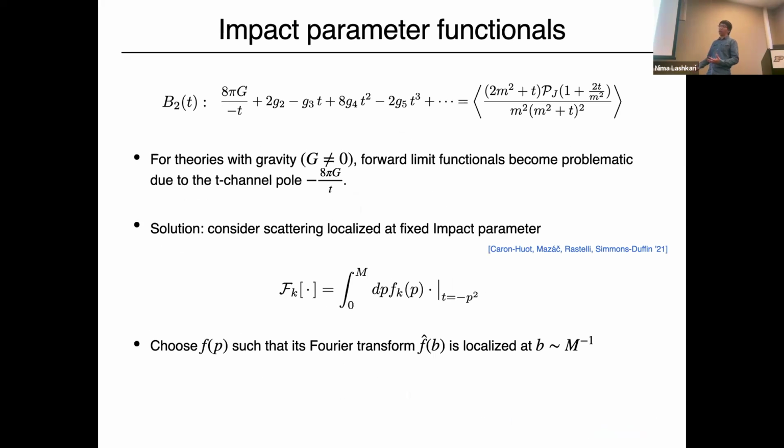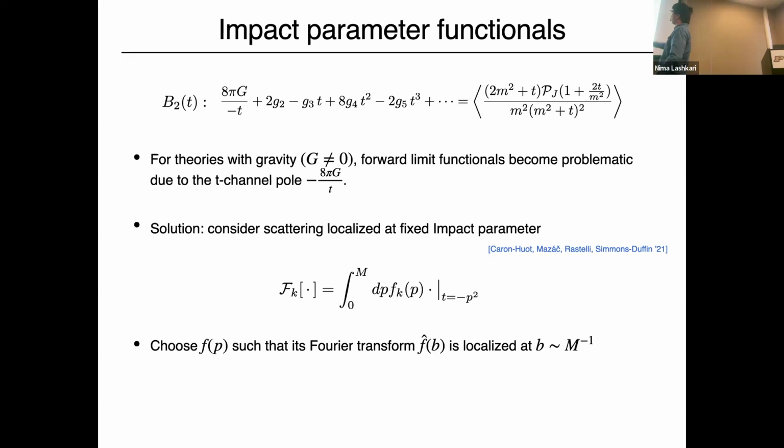So right. Now let's add back G Newton, and the only place where G Newton shows up is in this B2 sum rule. You see that after you add back this term, you cannot take t equals 0 anymore because of this 1 over t term, and so the solution of this problem is that you just don't set t equals 0.